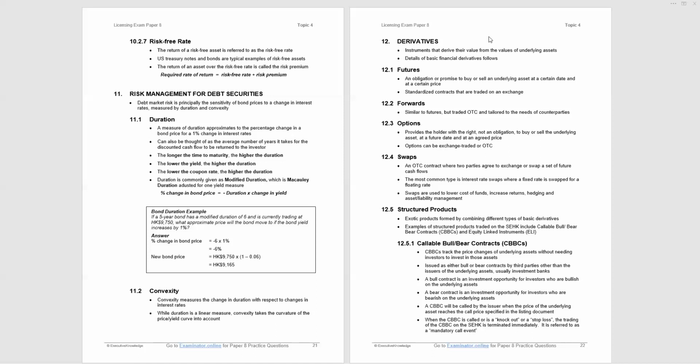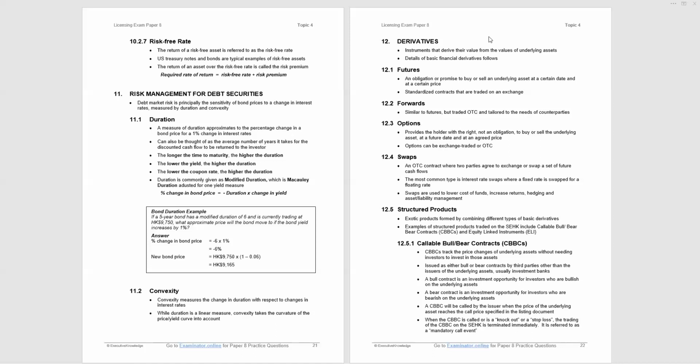Do I need to know this for calculation? No. But what you should be aware of is that the two measures of bond price sensitivity are duration and convexity. So they can throw that up in a 1, 2, 3, 4 question. Which of the following measure bond price sensitivity? And the answer would be 1 and 3 or whatever, duration and convexity.